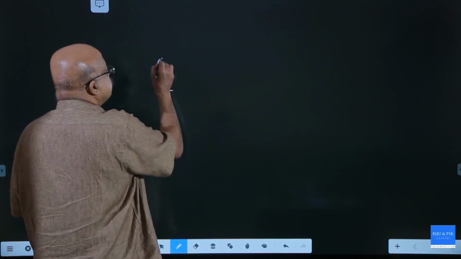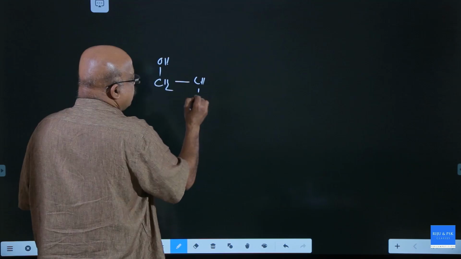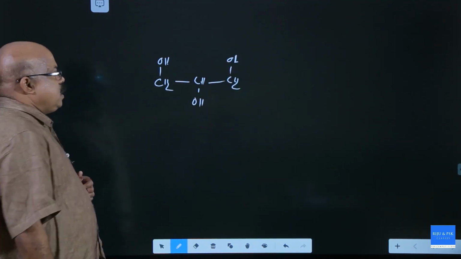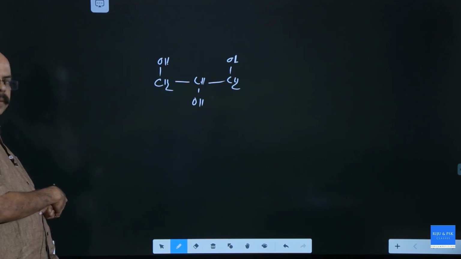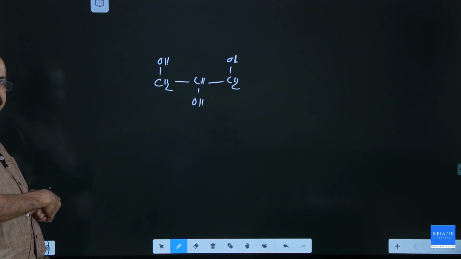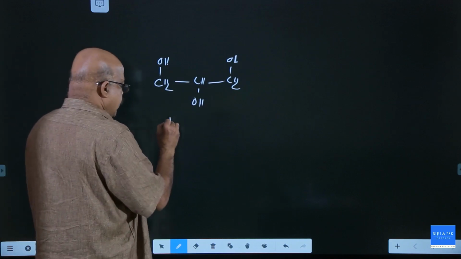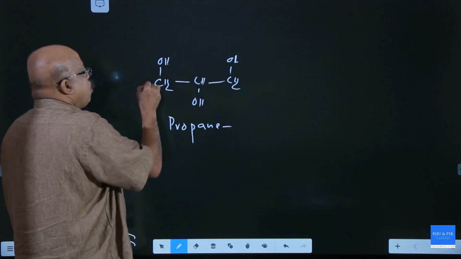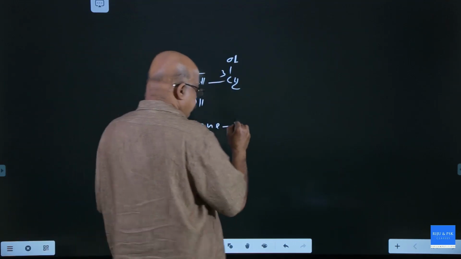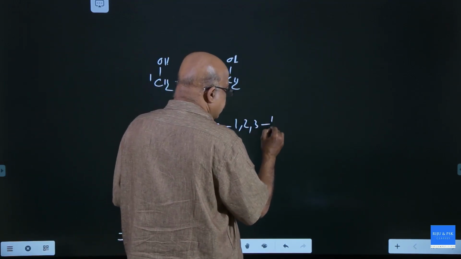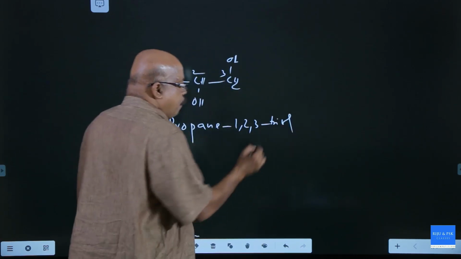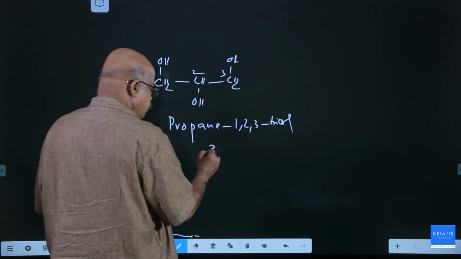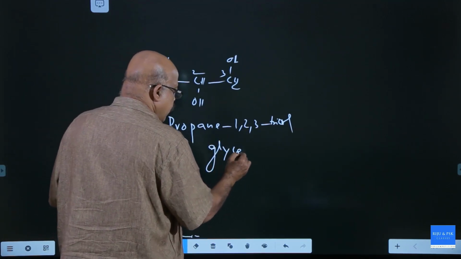CH2OH, CHOH, CH2OH. It is the simplest alkane triol. 3 carbon atoms are in the parent chain. It is propane-1,2,3-triol. Propane-1,2,3-triol is commonly called glycerol.